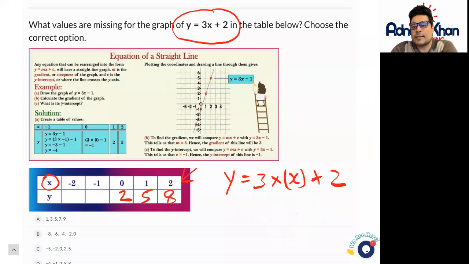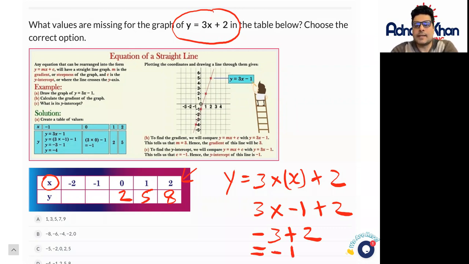So the next one is 3 multiplied by minus 1 plus 2. Now 3 times minus 1 is going to be minus 3, then plus 2. So minus 3 plus 2, just count all the way up: minus 2, minus 1. So I make it minus 1 here as the answer. So let's put down minus 1 there.